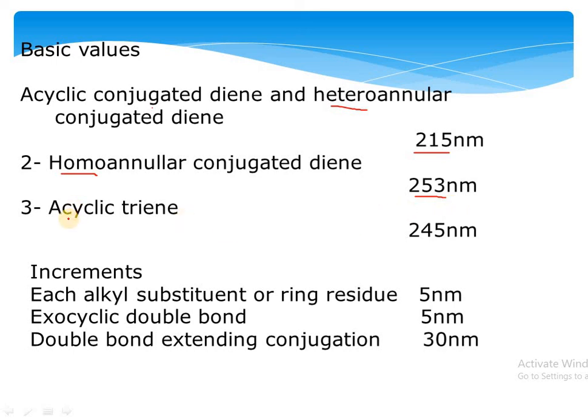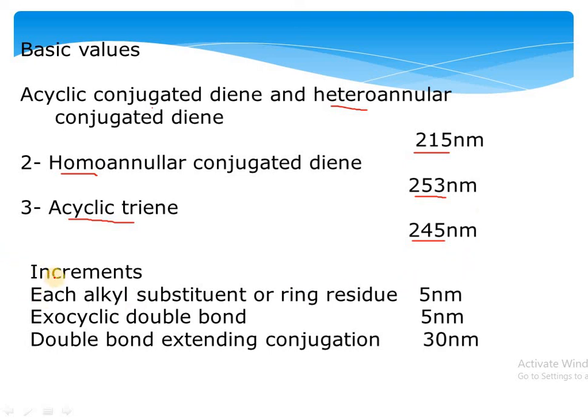And if it is an acyclic triene, that is three double bonds are present in conjugation but the chain is open, then it has 245 nanometers. So these are the base values, and you should remember these values.